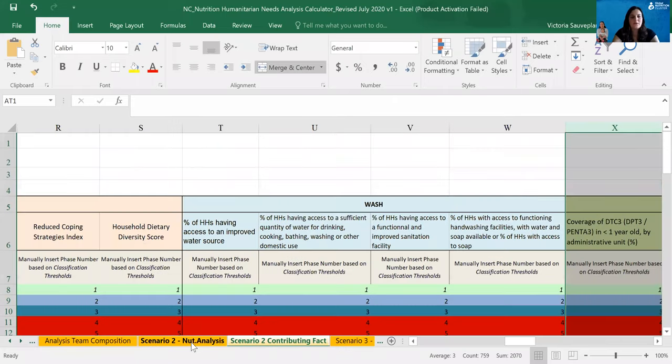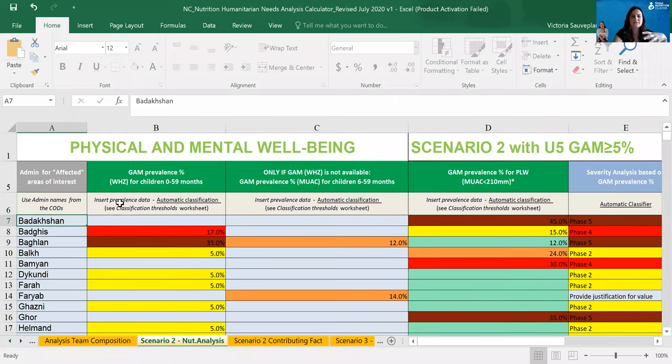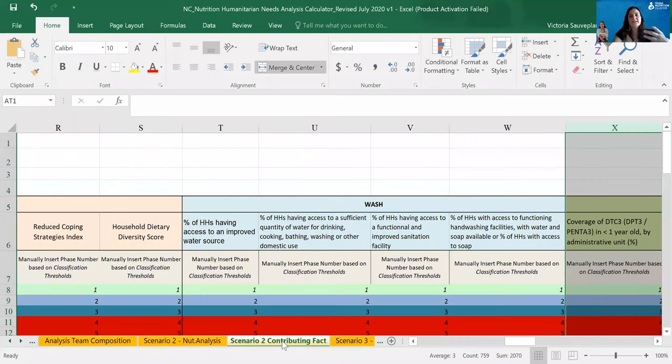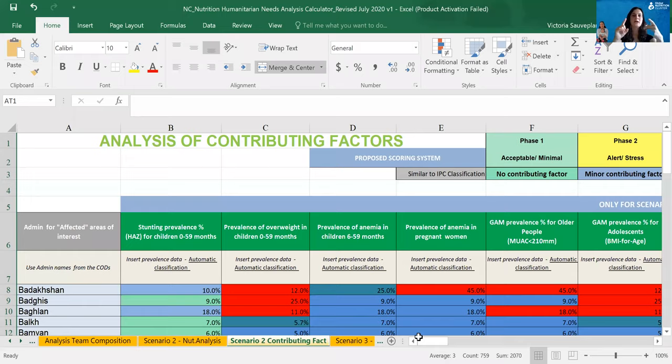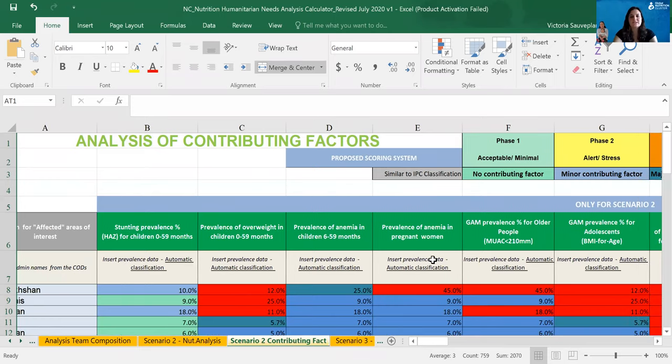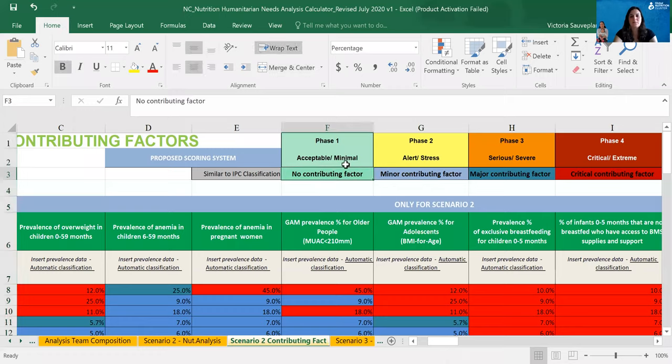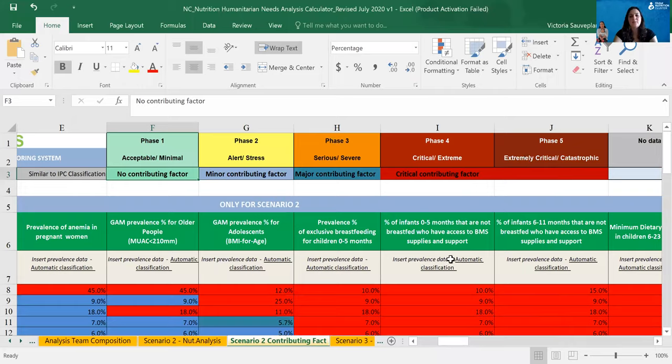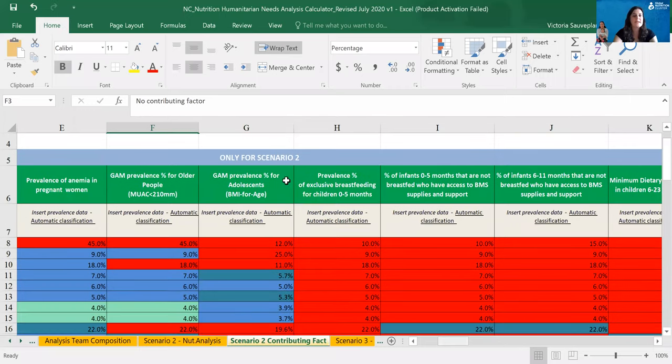In terms of our severity classification, we have our key indicators listed here that would be used for the severity analysis. And then we would also have an accompanying qualitative analysis of those key contributing factors. So remember that long list, whether it's those contextual factors that are optional or indicators from the other sectors. Here we're going to do a qualitative analysis. So you could see here, we're just looking at whether it's a contributing factor, no, minor, major, or critical. Okay, and so we have right now 4 points based on the 5 phases. That would automatically apply for each of these indicators. Once again, this is only for scenario 2 that these indicators would be included.